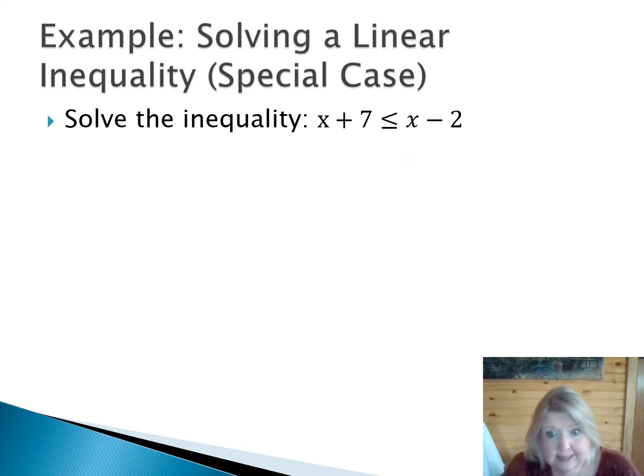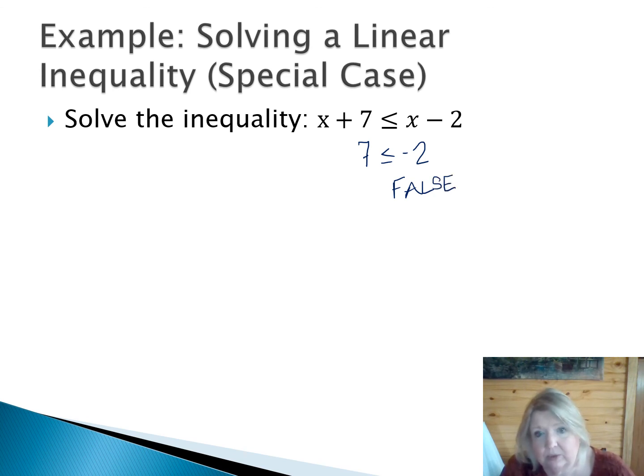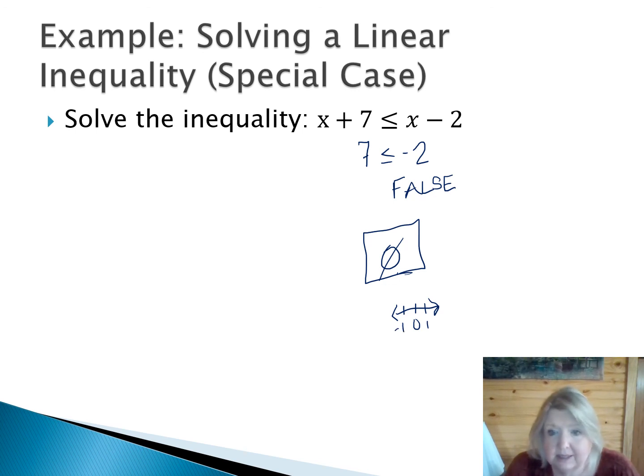For our last example, we're going to look at another special case. If I subtract x from both sides, I'm left with 7 is less than or equal to negative 2. A positive number has never been less than or equal to a negative number. So this is a false statement. And where the true statement gave me the solution set of all real numbers, the false statement gives me an empty set. If I have to draw it on a number line, all you see is a number line with absolutely nothing colored in, because you will never find a number that will make 7 less than negative 2.